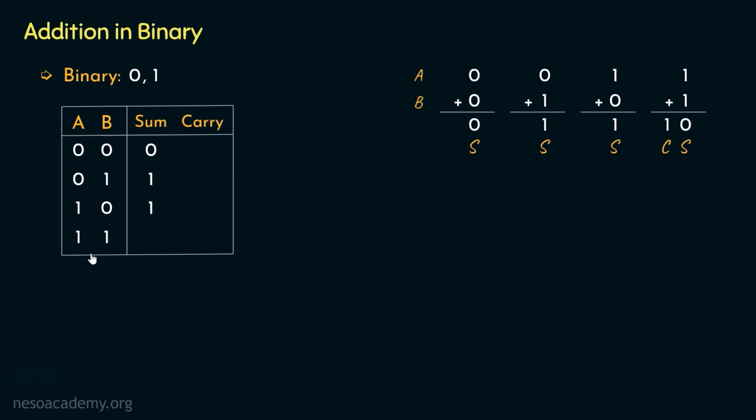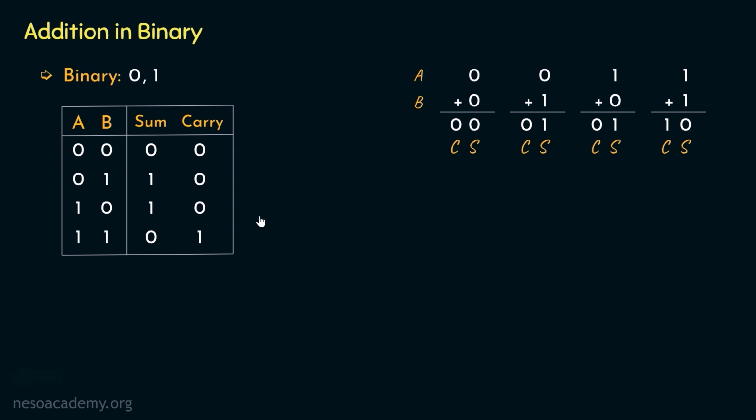And finally, when both A and B are 1s, that is this case, the sum is 0 and the carry is 1. Now for these three cases, we didn't really have any carries, did we? So clearly, these are empty. And we can symbolize empty using 0, can't we? So for these three cases, the column of the carry can be filled with zeros.